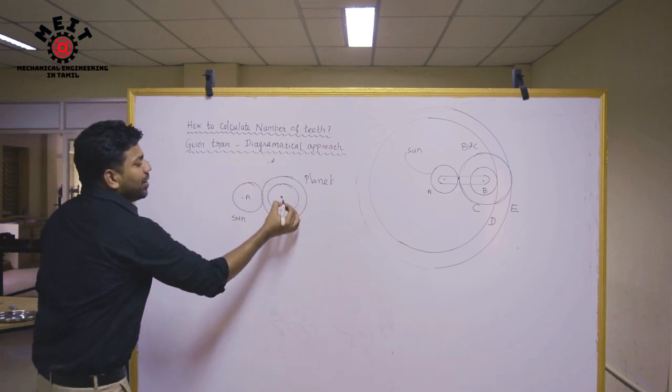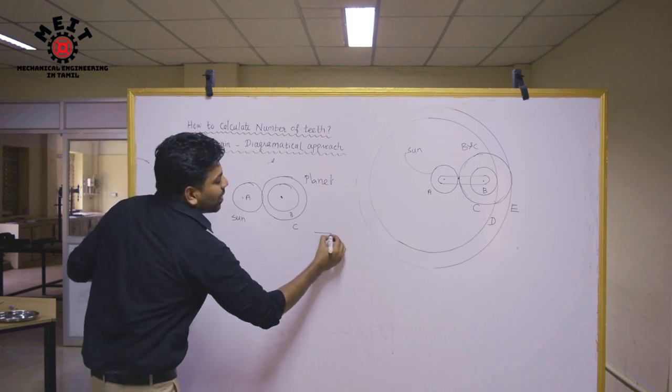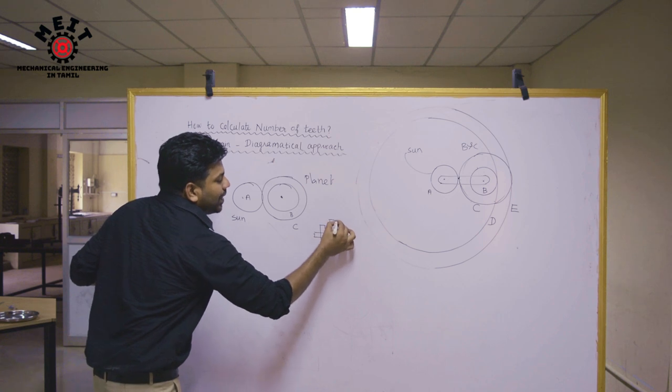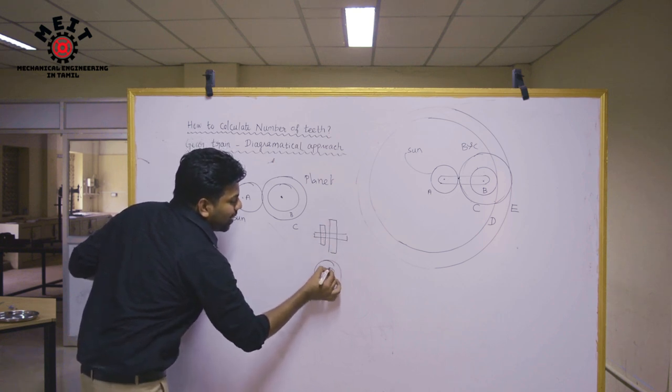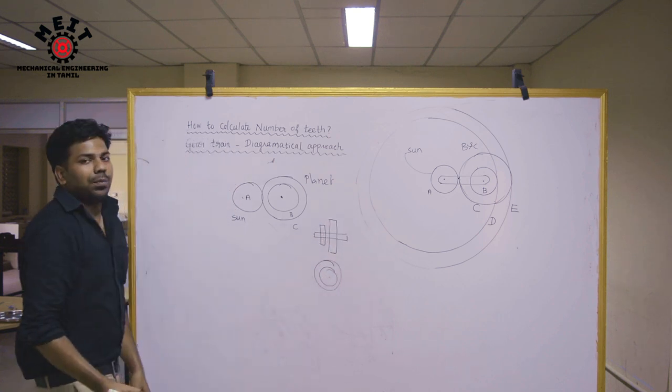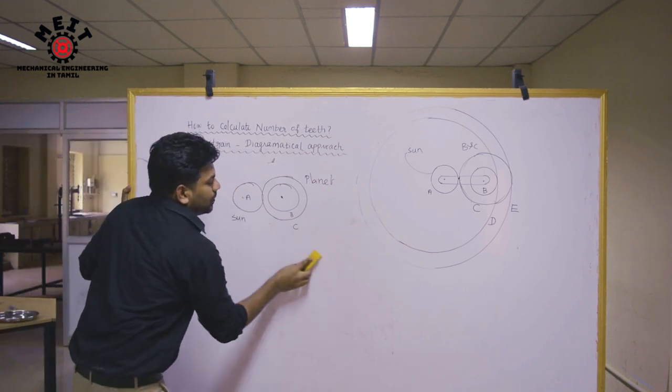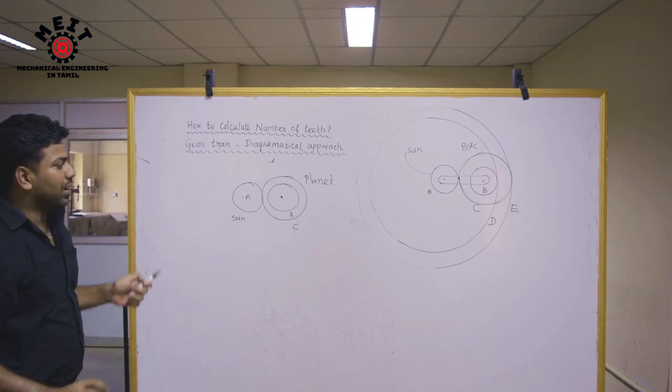So in the planet gear, how is it? Compound gear. Compound gear means in a single shaft, there will be multiple gears. That is one shaft with multiple gears. Those compound gears are mounted.